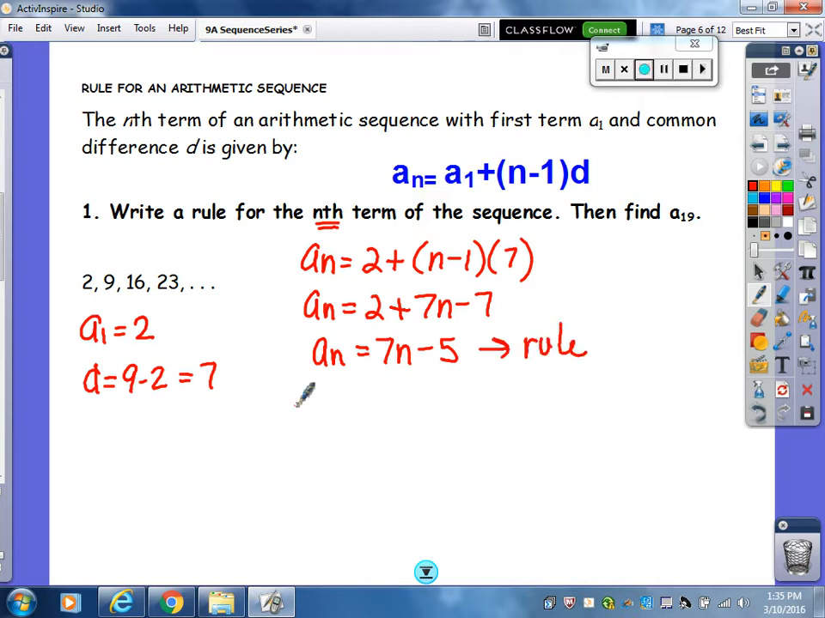All right, now let's find the 19th term. We're going to use our rule to find the 19th term. So we're going to go 7 times 19 minus 5. All right, do that math. Should get 128. So the 19th term is 128. So there's our second answer.